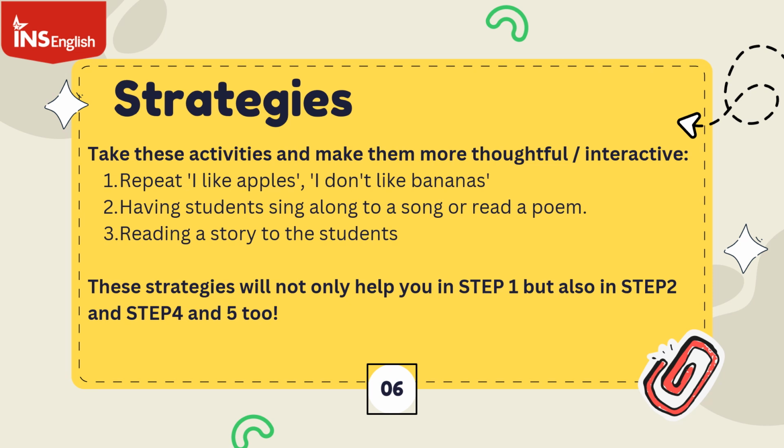by pointing to the story, asking them questions like, what color is it? What can you see? Can you see green? Can you see something red? Can you see the bird? Can you see the cat? This way the students are really engaged with the story in a meaningful way. And these strategies will not only help you in step 1, which is the introducing of it, but also in step 2, which is the practicing of it, and steps 4 and 5, which is the production stage of it.